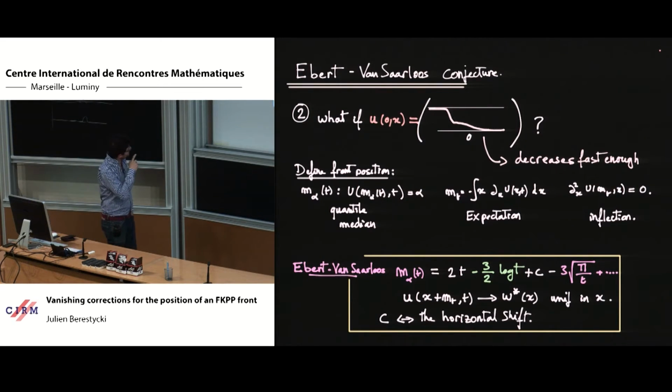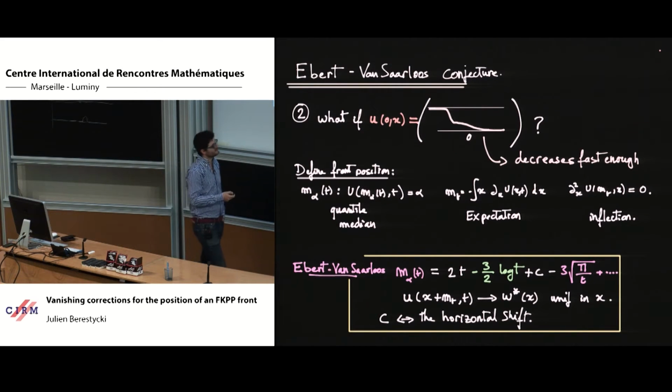And now what Ebert and Van Saarloos say is that, of course, M alpha t is 2t minus 3/2 log t plus c. And this is, again, the Bramson expansion. So this is already contained in Bramson. And Bramson gives you that M alpha t indeed is this plus a small o of 1. But now that you have a hard definition for the position of a front, you can say what happens next. And what Ebert and Van Saarloos predict is that there is actually a universal expansion. I'm going to explain why universal. And they say that the next term is minus 3 over root pi over t. And then you have some smaller order terms.